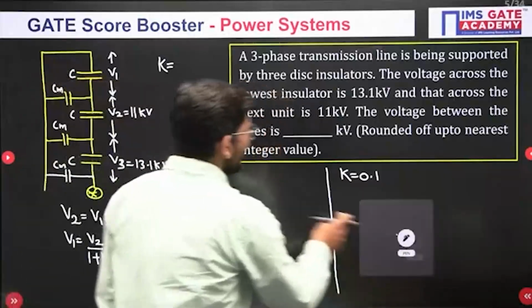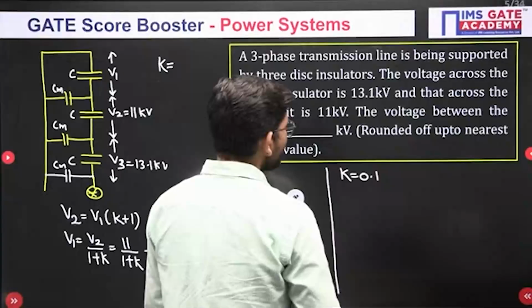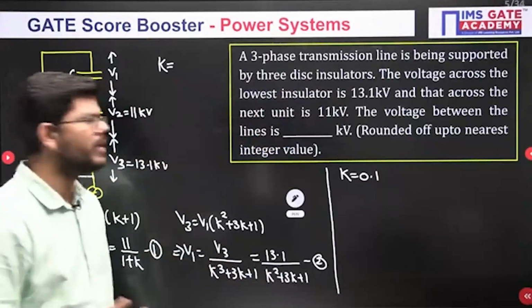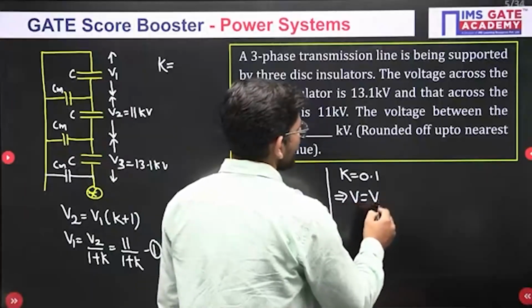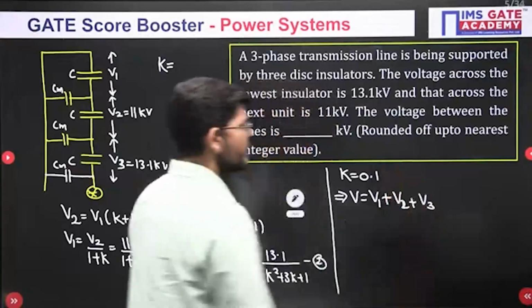So from here the K value that you will be getting is 0.1. Okay, so if you got the value of K, then what do we have to find? We have to find the voltage of the line. So the voltage of the line will be V. Okay, V equals V1 + V2 + V3.